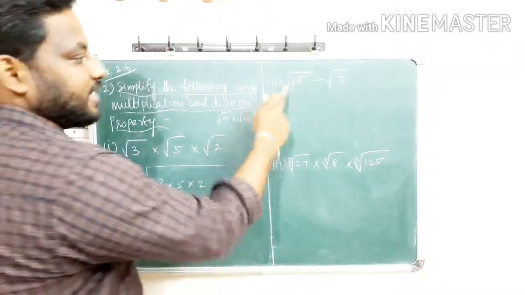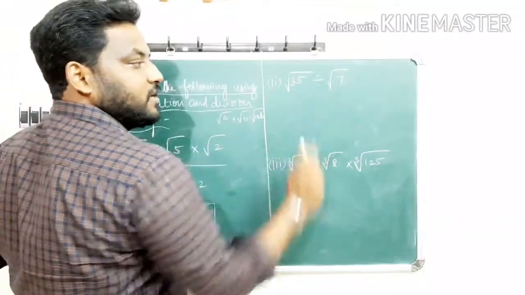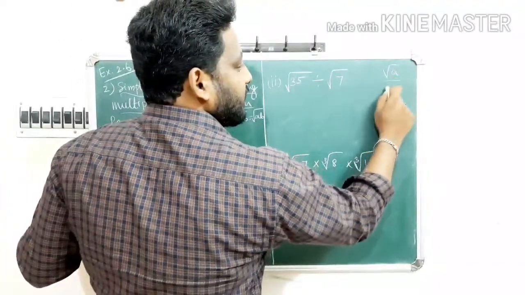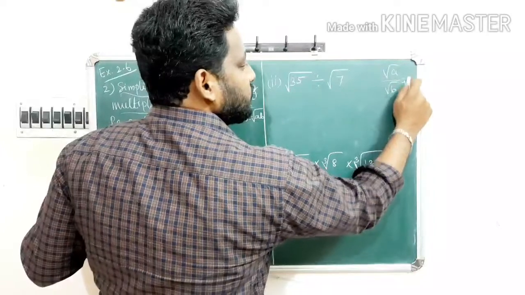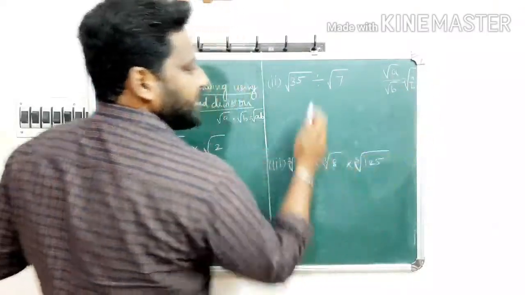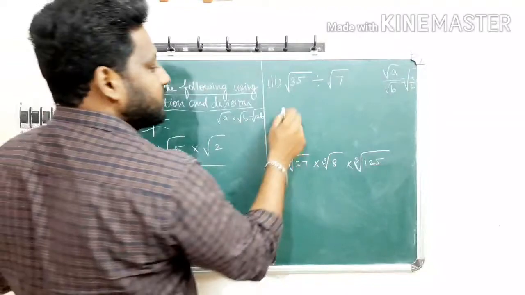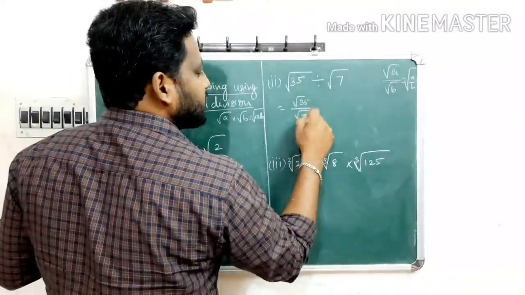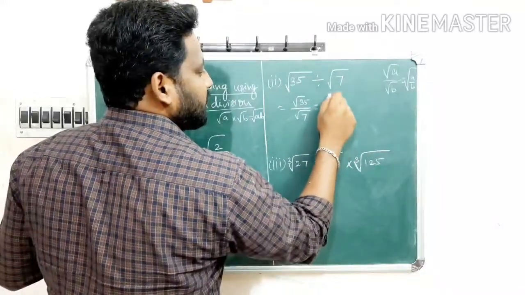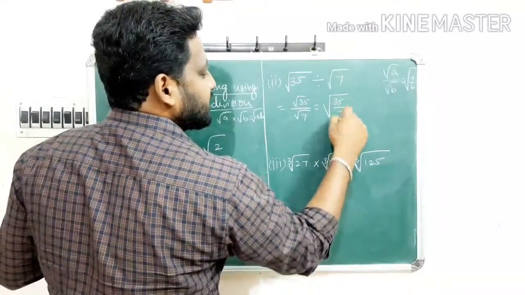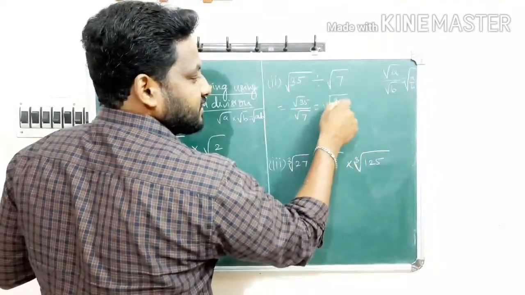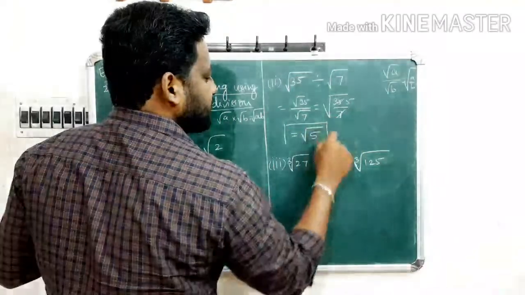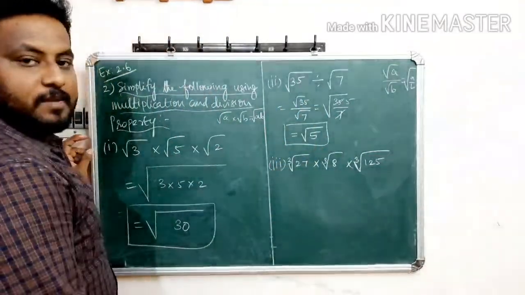And then the second question, root 35 divided by root 7. We know the property root a divided by root b is equal to root of a divided by b. So we apply the same thing here. Root 35 divided by root 7 should be written as the root of 35 divided by 7. So we simplify: 1 7 is 7, 5 7s are 35, which is equal to root 5. So this is the answer of root 35 divided by root 7.